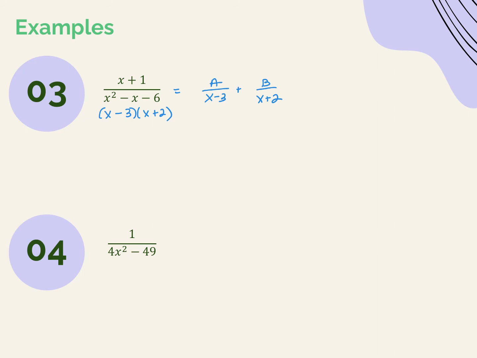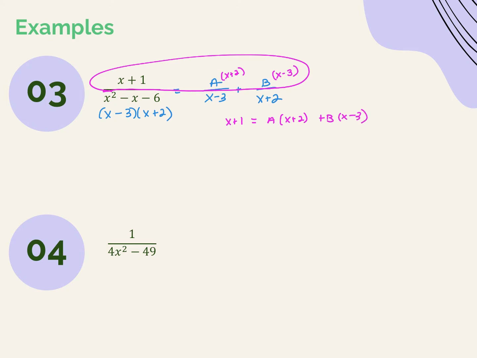Multiply out what's missing from the denominator. So A gets the x plus 2. B gets the x minus 3, and then I look just at my numerators. 3x plus 1 equals A times x plus 2 plus B times x minus 3.